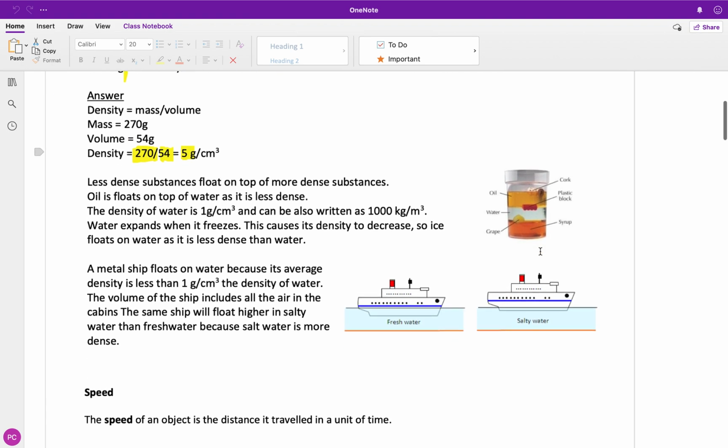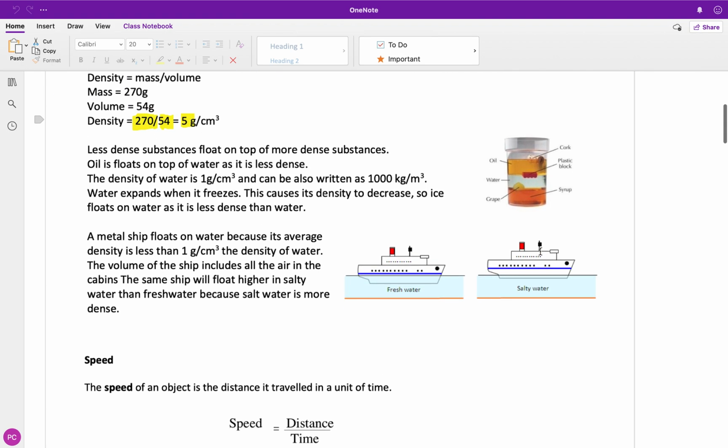Okay, bit about flotation then. So why stuff floats on other stuff. So why, if you throw a little tiny pebble into a glass of water, it sinks right to the bottom. Yet if I get a massive big ship like the Stena HSS and I chuck it into the water, it weighs hundreds of tons or thousands of tons of steel and cars and all sorts of stuff, and yet that floats where my little pebble won't float. The reason being is because less dense substances float on top of more dense ones.